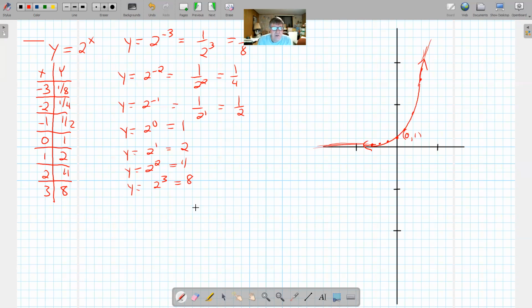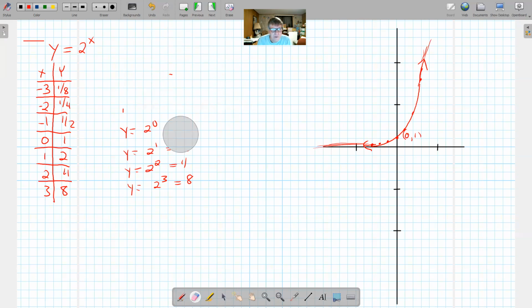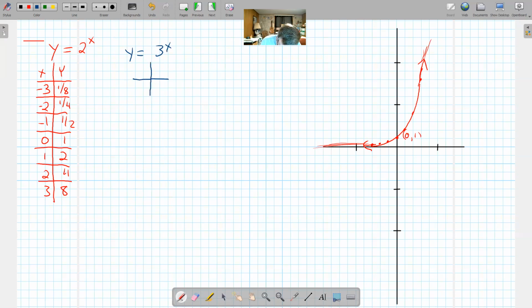All right, let's take a look at another example. Let's take a look at y equals 3 to the x. And let's put that on the same graph here. So let's switch to a different color. Let's go to blue. So we've got y equals 3 to the x power. I'm going to use the same x values.